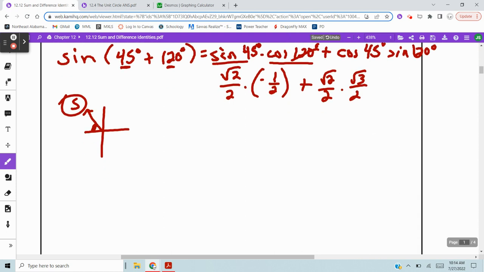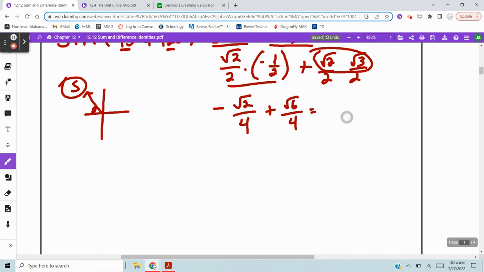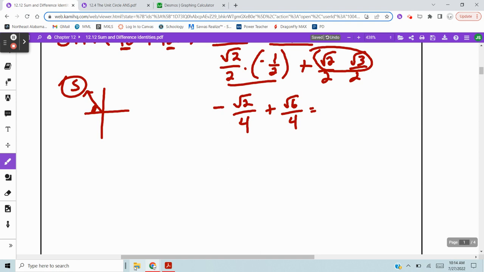Then again, it's simply cleanup. A positive times a negative here is a negative. Multiply the tops, that gives you root 2. Multiply the bottoms, that gives you 4. Plus, you can multiply those roots. Root 2 times root 3 is root 6 over 4. So there's your answer. Since you have a common denominator, you can combine the tops. And since the root 2 is negative, I'm going to write my root 6 first. I'm going to do root 6 and a negative root 2, all over 4, and we're going to leave our answer like that.